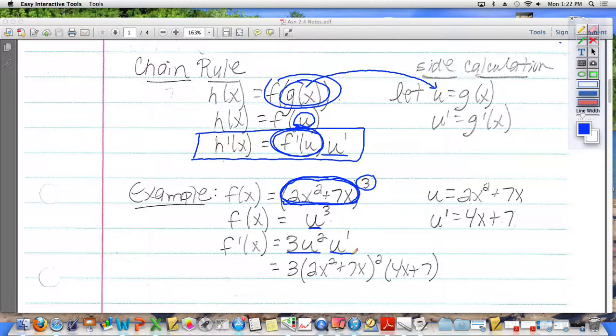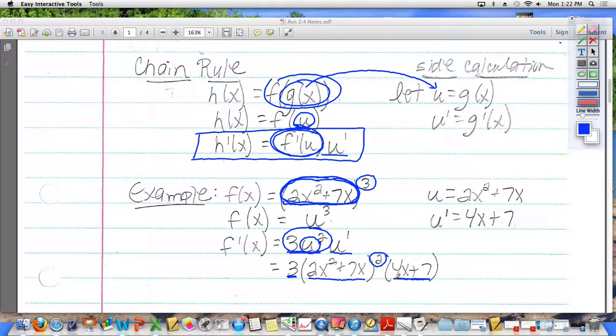But the next thing I'm going to do now is substitute. I'm going to write down 3u squared. Here's your 3. U is 2x squared plus 7x, so I write that down and put it to the second power. In other words, I am just substituting back in the u with what I called u to begin with. And then I multiply it by the derivative of u, which is 4x plus 7. And that's it.